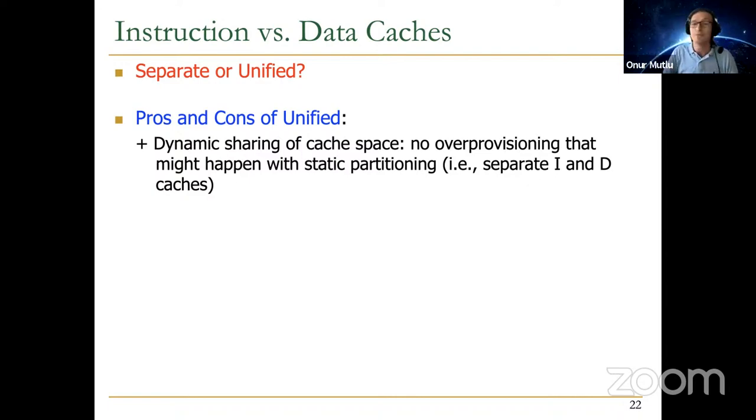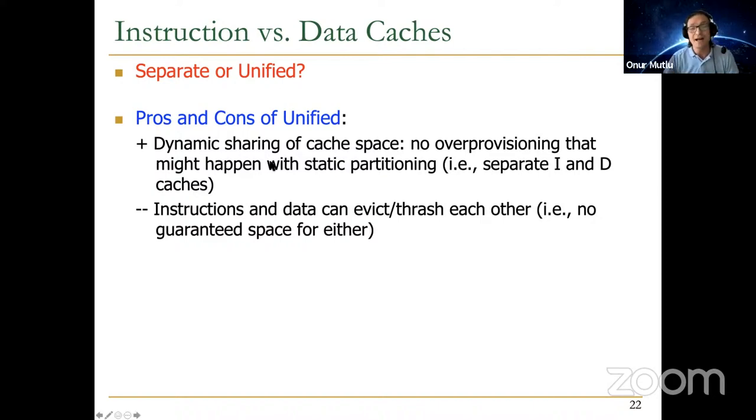As a result, you may accommodate the 1 kilobyte set of instructions and 127 kilobytes of data inside the same cache. But if you partition it, you have a problem. But the downside of a unified cache is that instructions and data can evict or thrash each other. There's no guaranteed space for either. As a result, when you don't have this nice situation, they may actually thrash each other and destroy your performance potential. Okay, so this is actually very general, resource partitioning versus resource sharing.